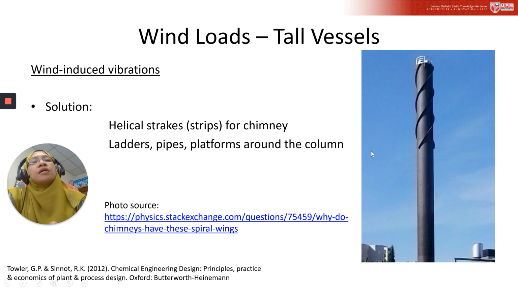And then for columns, normally engineers will install ladders or pipes or platforms around the columns, by putting these on the column wall. It can change the pattern of vortex shedding, and thus it will prevent resonant oscillations.